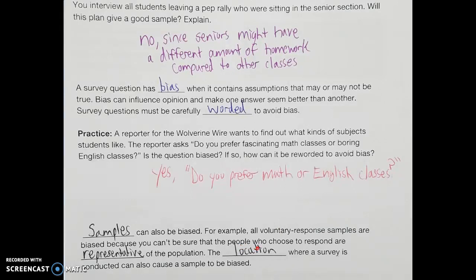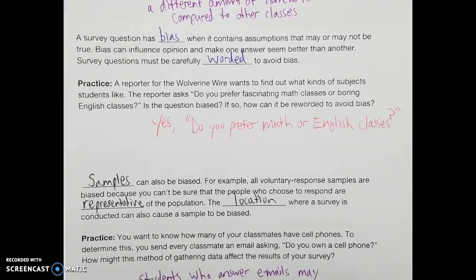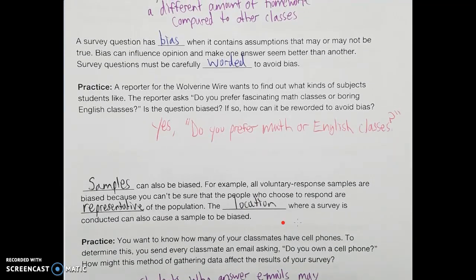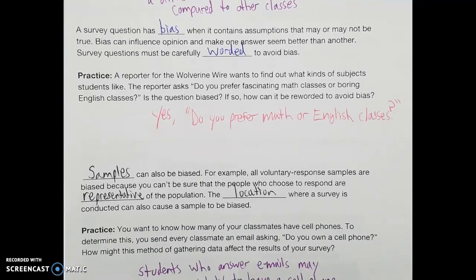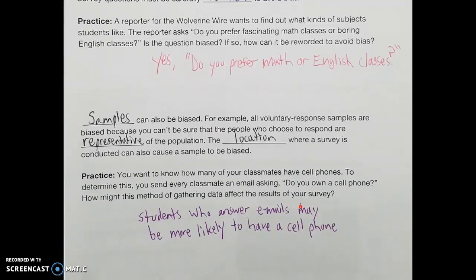The location where a survey is conducted can also cause a sample to be biased. For our next example, we want to know how many of our classmates have cell phones, and to determine this, we send every classmate an email asking, do you have a cell phone? The way this might affect our survey is that a person with a cell phone probably has a higher chance of answering their emails. So students who answer emails are most likely to have a cell phone. It enables them to answer that question a little bit easier. So you want to make sure you collect your data in a way that's easy for everyone to respond at the same level.